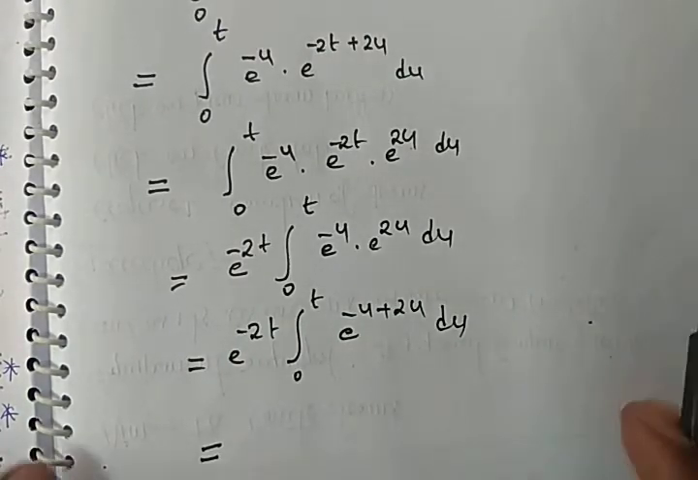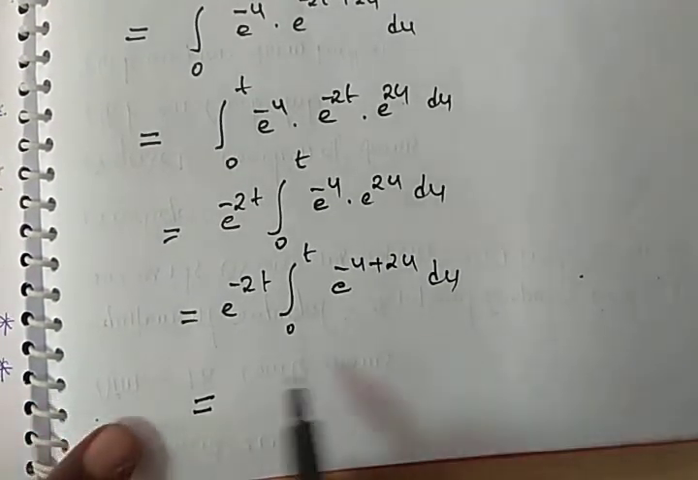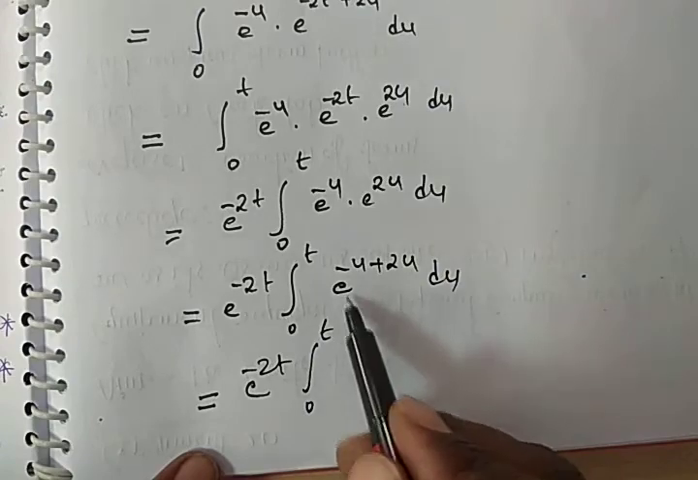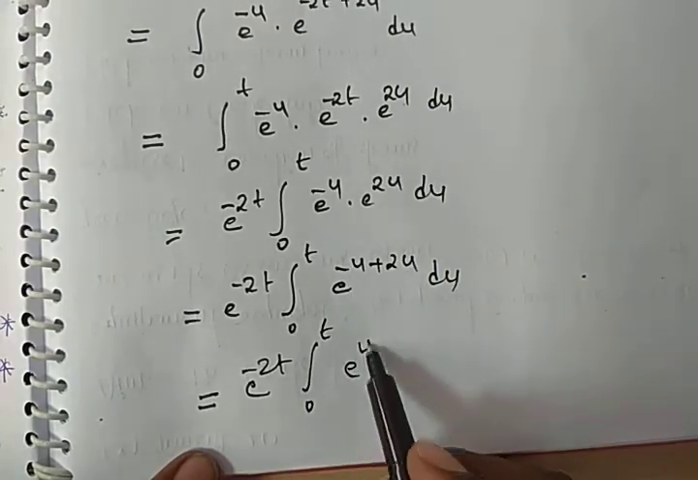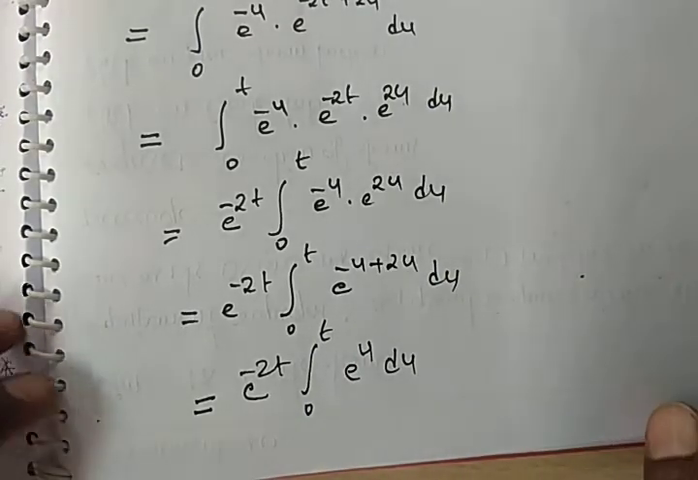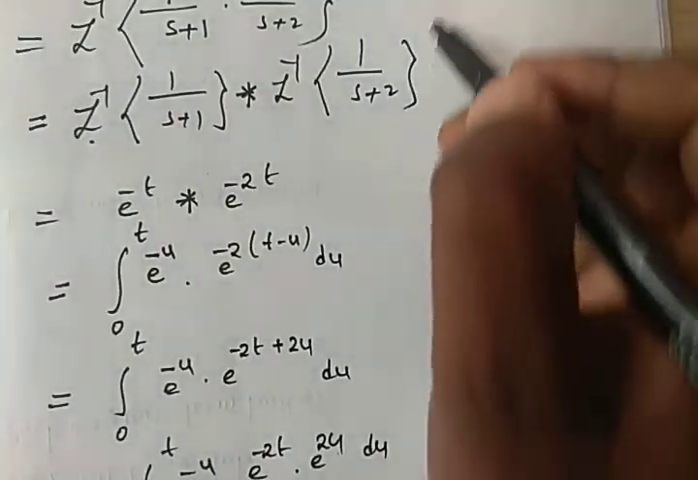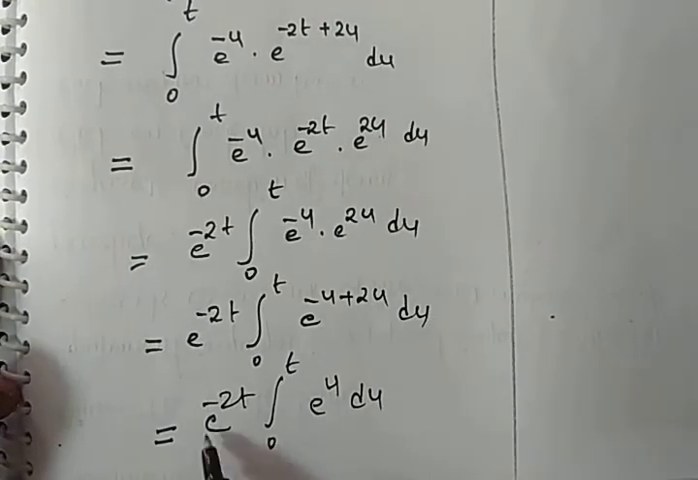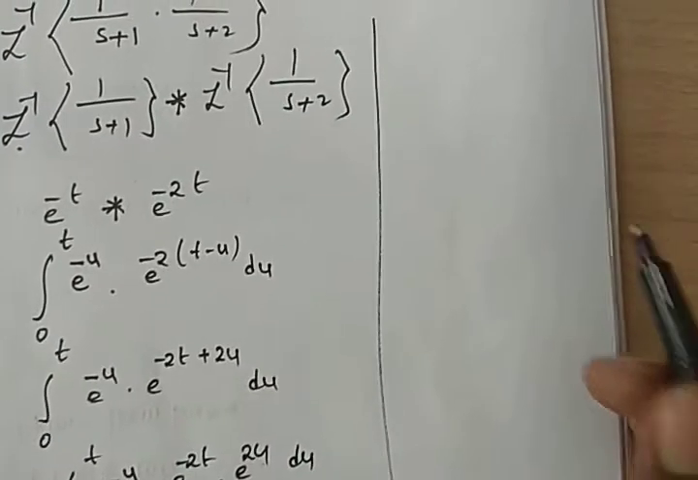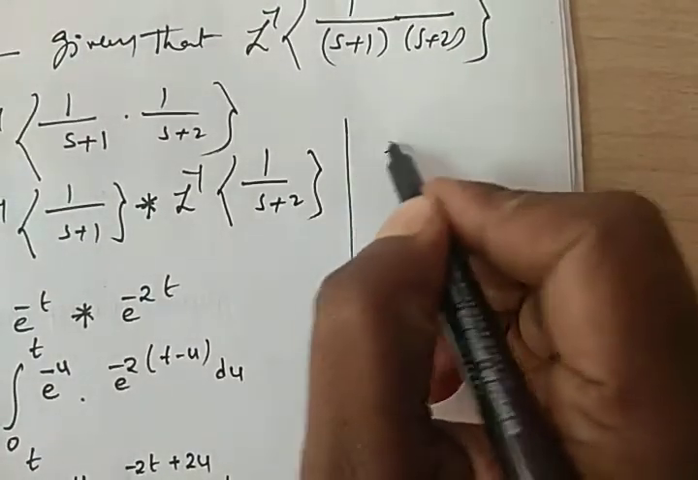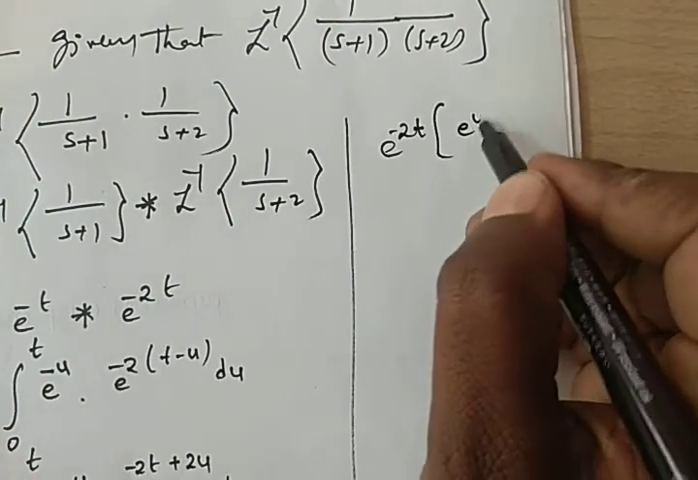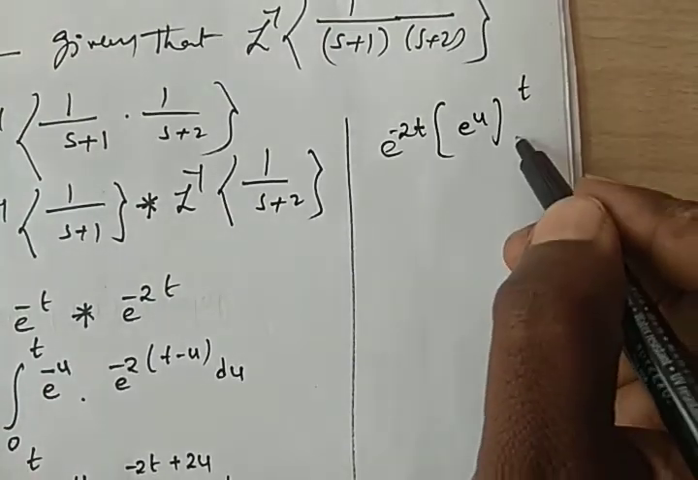Which is equal to e power minus 2t, integration 0 to t, e power (minus u plus 2u), du. Right. So e power minus 2t as is, integration of e power u du is e power u only. So e power minus 2t as is, integration of e power u, upper limit t, lower limit 0.